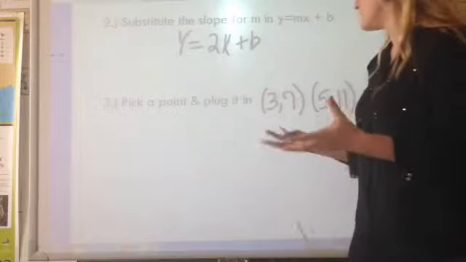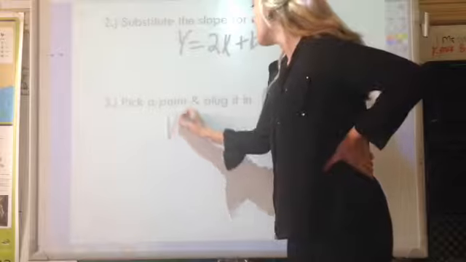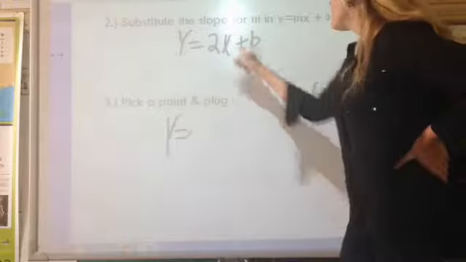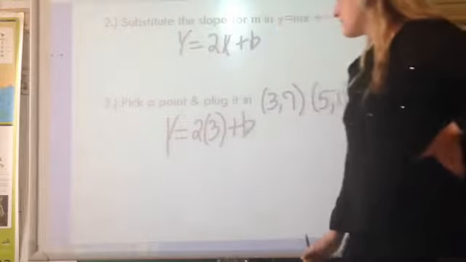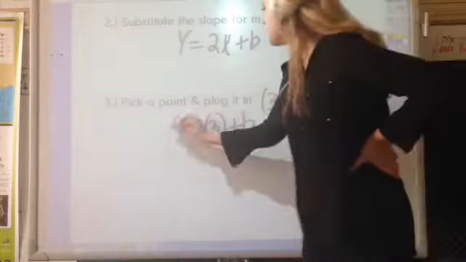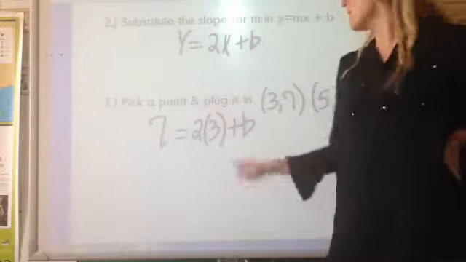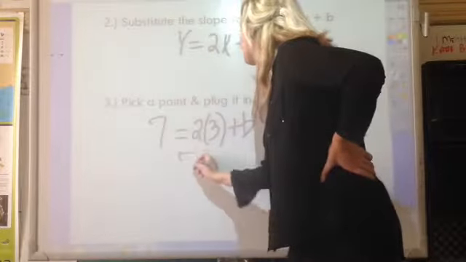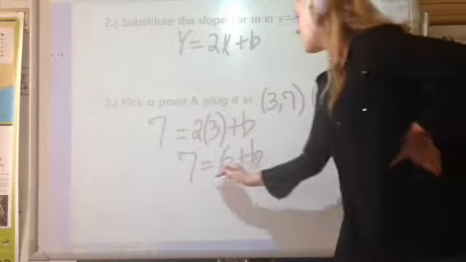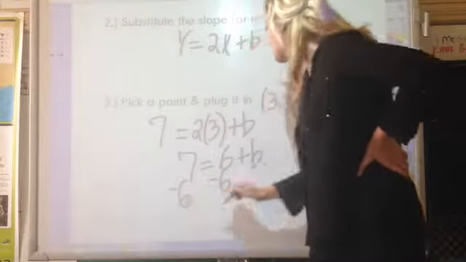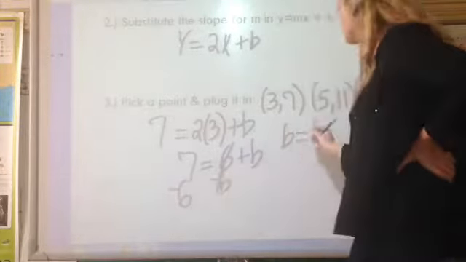It doesn't matter which one you pick. For this one, I'm going to pick (3, 7). So I'm going to plug in 7 for y and 3 for x, and that's going to leave me with b. Whoops, I actually have to make sure that I plug in 7 for y. Now all I have to do is solve for b, and this becomes really easy. My 7 comes down. 2 times 3 is 6, and I'm left with b. To isolate b, I subtract 6 from both sides. My 6's cancel out, and I'm left with b equals 1, because 7 minus 6 is 1.